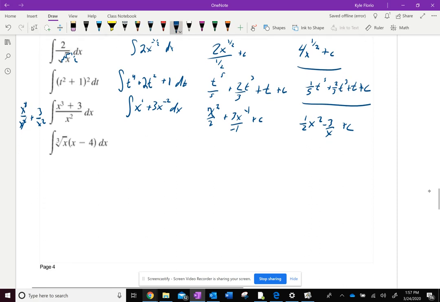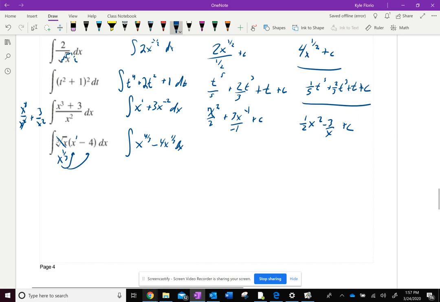This one, first things first, this is really x to the 1/3. So if I distribute that x to the 1/3 in, I'm going to have, let's see, 1/3 plus 1 is 4/3. That's going to be x to the 4/3, right? 3/3 plus 1/3, yeah. Minus 4 x to the 1/3 dx. Again, I didn't do any calculus. I didn't do any anti-differentiation there. I just did some algebra to rewrite it.